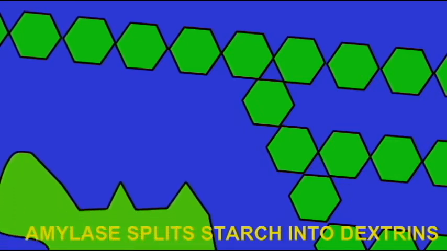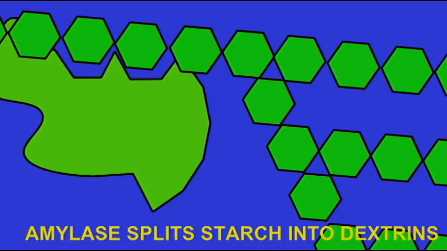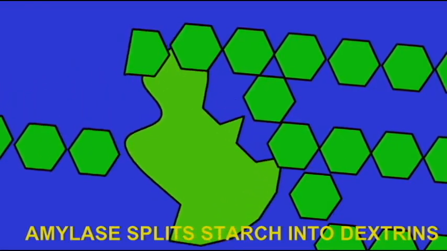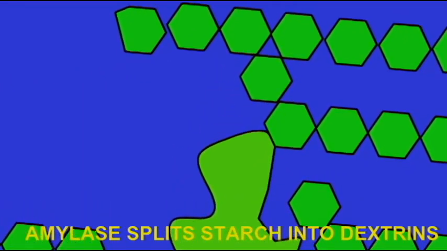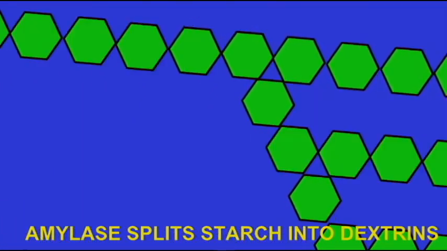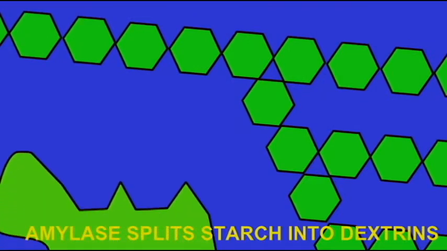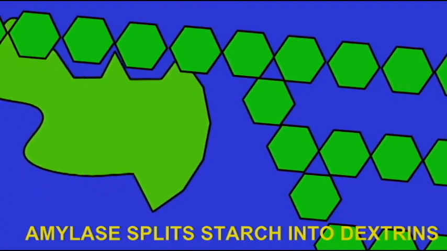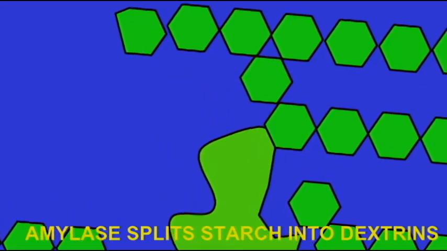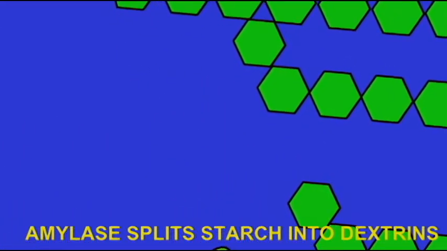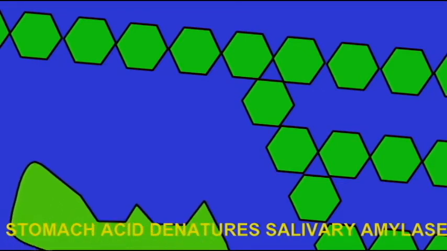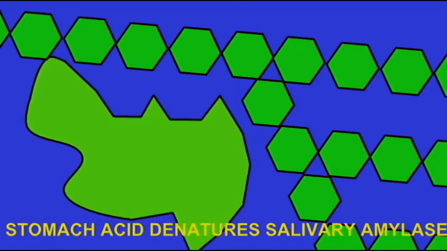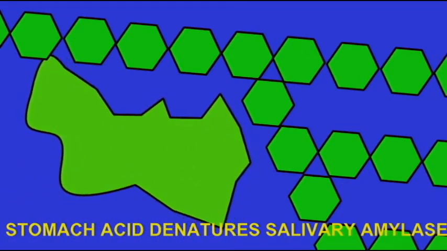Starch is too large a molecule to pass across the intestinal lining, and nowhere in your body do you store starch, so in that sense it is useless. It must be broken down into smaller sugars. Amylase is an enzyme which breaks starch into shorter sugars known as dextrins. Salivary amylase begins the process in the mouth, but is inactivated by the acid of the stomach.